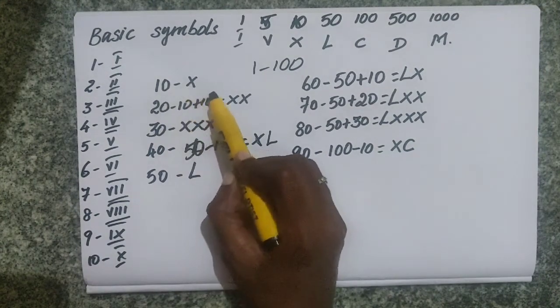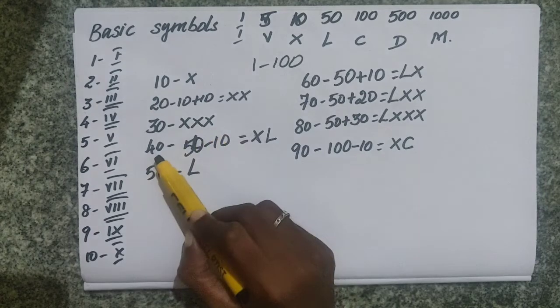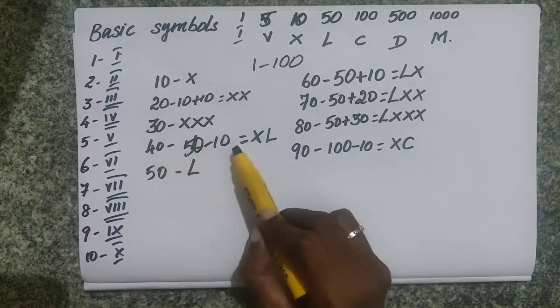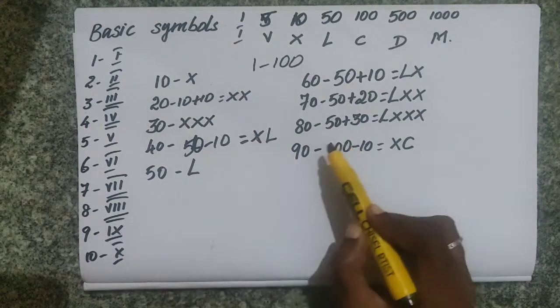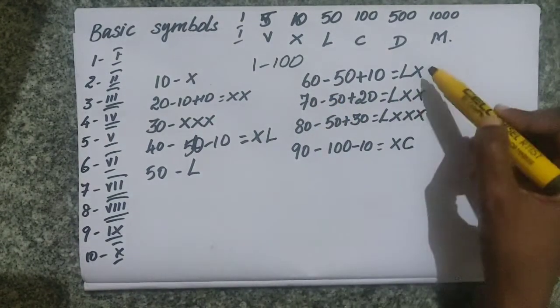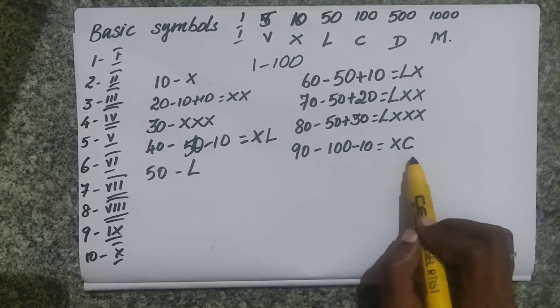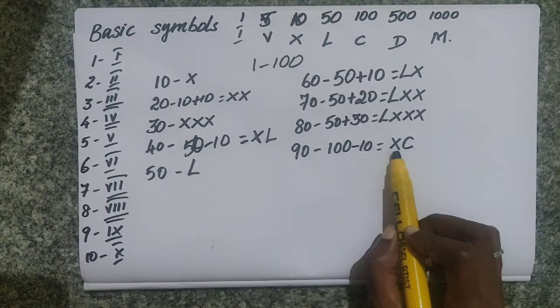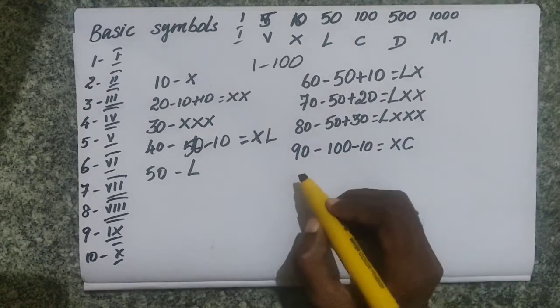Again for 10, 20, 30, three times it is addition, then the fourth time it will not be repeated, it will become subtraction. Again for L we have, it goes the same way. Three times it will be added, and the fourth time it comes in subtraction. And always remember, for subtraction the smaller numeral must come on the left side. In Roman numerals, we are writing it on the left side.